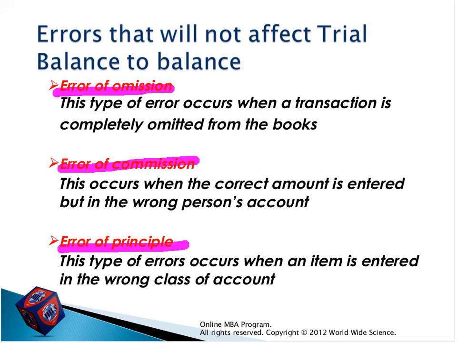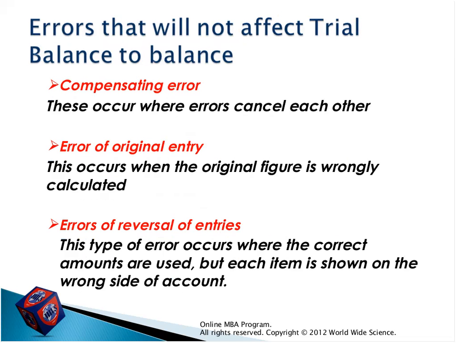Next one, the compensating error. This occurs where errors cancel each other. For example, we have two kinds of transactions with the same amount, and we put both of them on the wrong side. But they cancel each other, because what should be on the debit, we put on the credit side, and what we should put on the credit, we put on the debit side. But the amount is the same. It's like in maths. Yes, it will show the same balance.